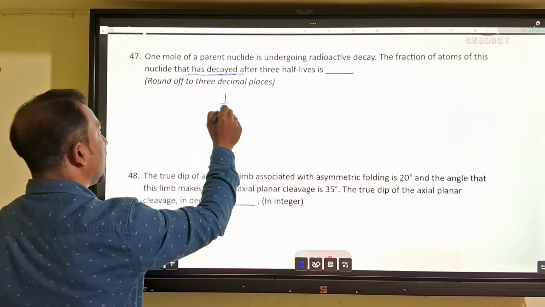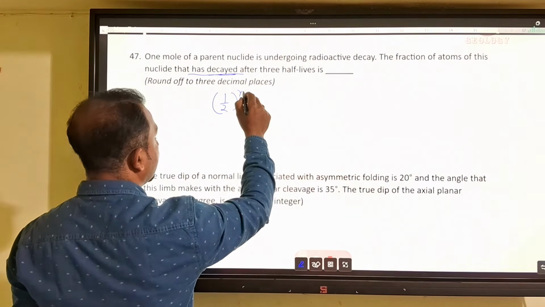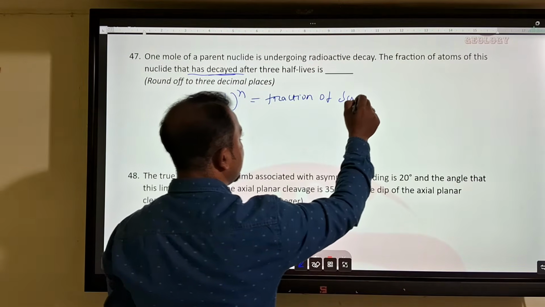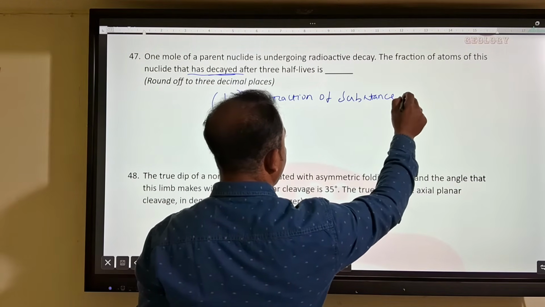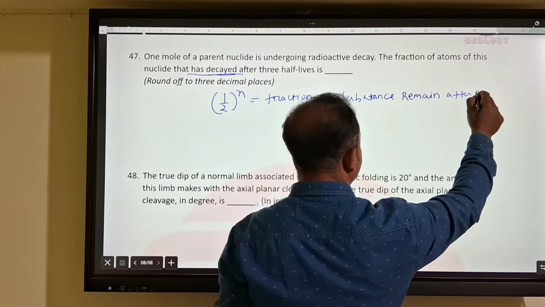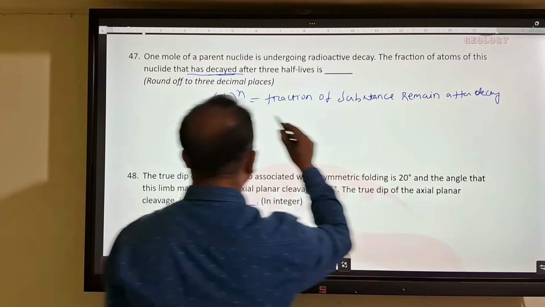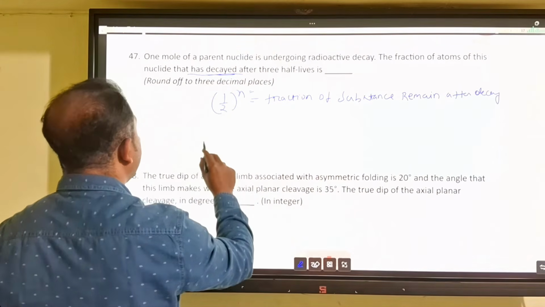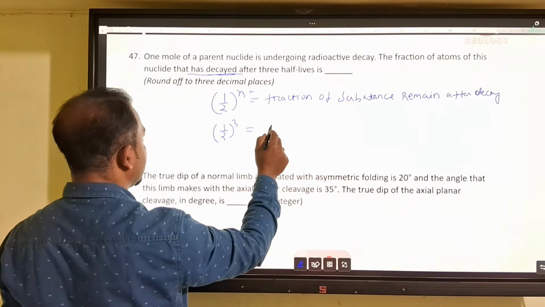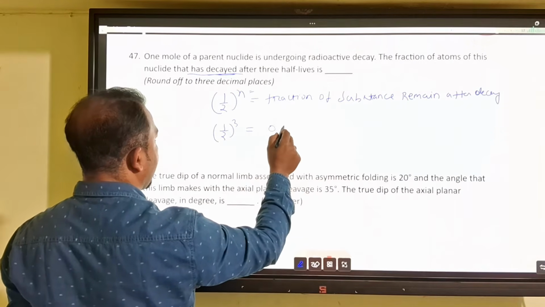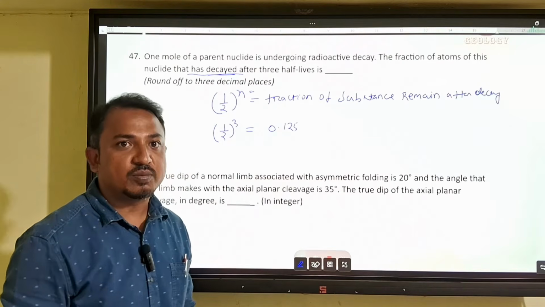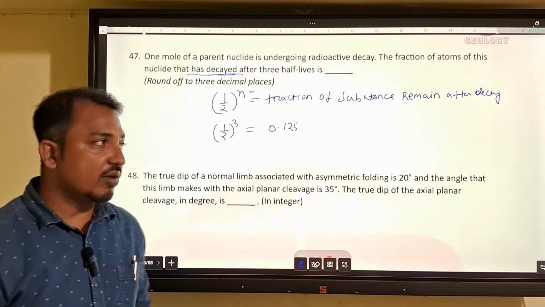So you know one formula, that is half to the power n equal to fraction of substance remain after decay. So n is your number of half lives. So n is given here 3. So half to the power 3, that is 0.125 fraction will remain.